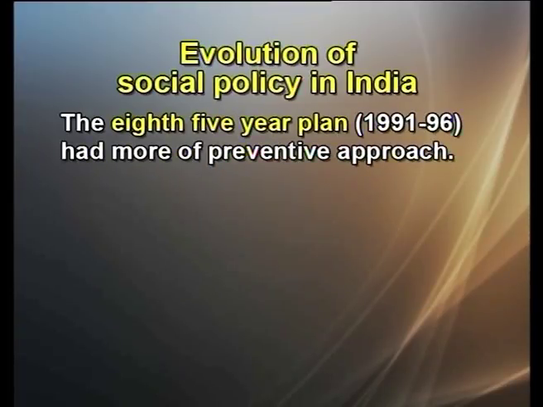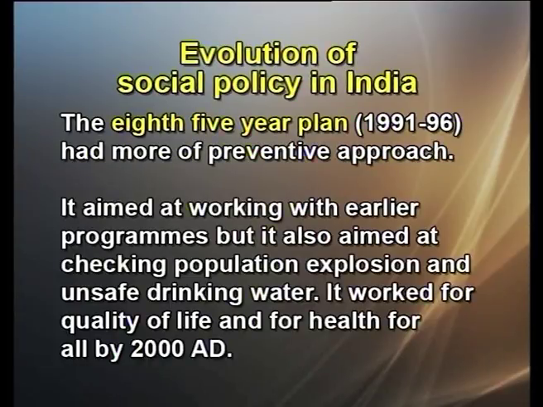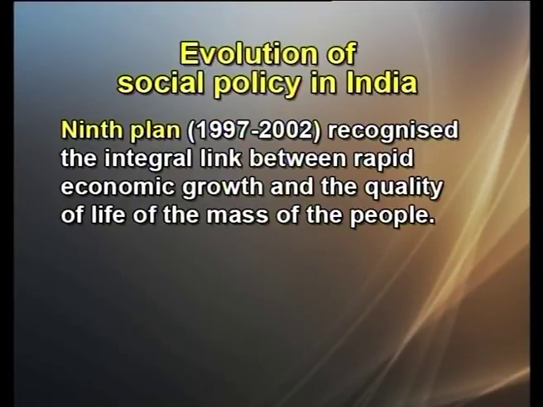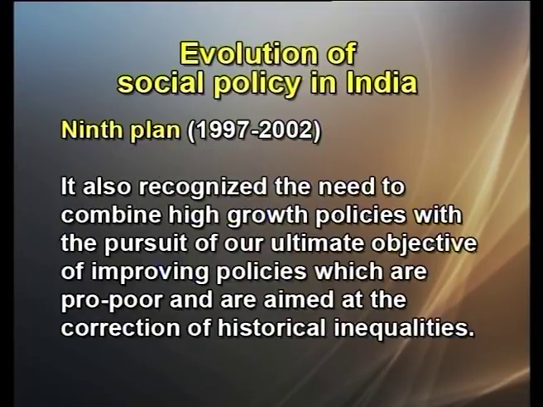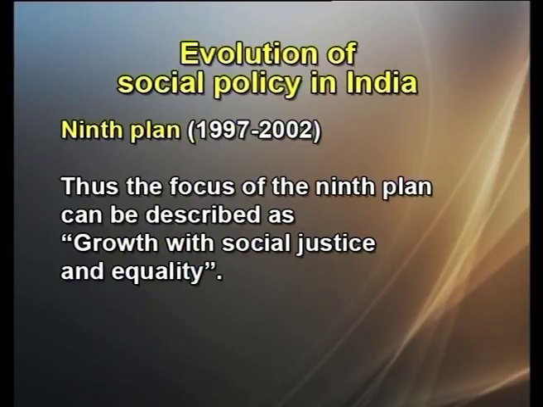The eighth 5-year plan, 1991 to 1996, had more of a preventive approach. It aimed at working with earlier programs, but it also aimed at checking population explosion and unsafe drinking water. It worked for quality of life and for health for all by 2000. The ninth plan, from 1997 to 2002, recognized the integral link between rapid economic growth and the quality of life of the mass of the people. It also recognized the need to combine high growth policies with the pursuit of our ultimate objective of improving policies which are pro-poor and are aimed at the correction of historical inequalities. Thus, the focus of the ninth plan can be described as growth with social justice and equality.